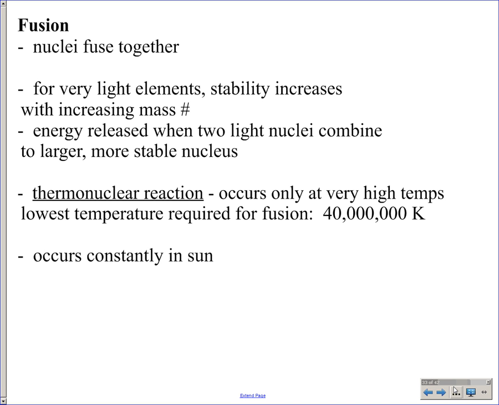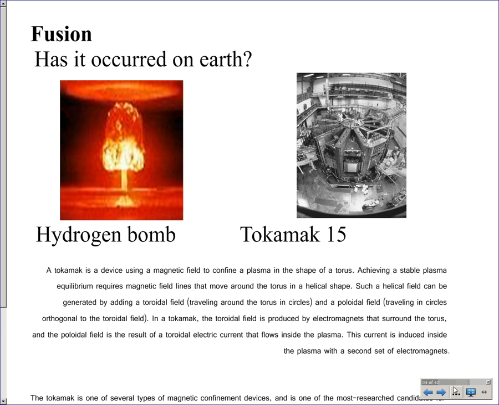We can actually do thermonuclear reactions, and we can only do this at extremely high temperatures. Temperatures such as 40 million Kelvin. This is why this occurs in the sun and not on Earth. There is one instance that I'm going to tell you about where we've actually achieved this. It's very, very difficult though. Okay, so yes, it has occurred on Earth.